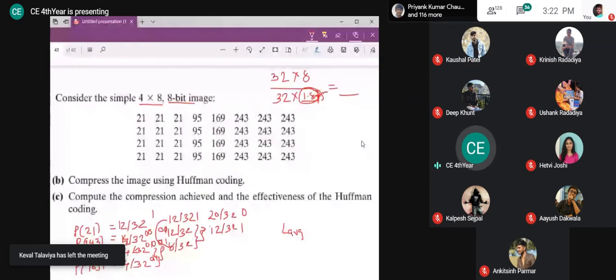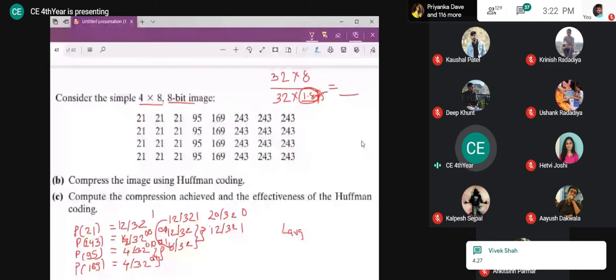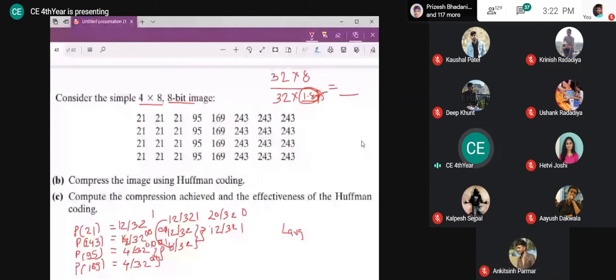So the compression achieved is a factor of about 4. You can see that earlier, on average, 8 bits were required. Now 1.875, that is we can say 2 bits, and you can see 4 times compression is achieved. So the compression achieved is a factor of 4.267. You have achieved the compression. So that is one question solved. Now the next question is the effectiveness of the movement coding.